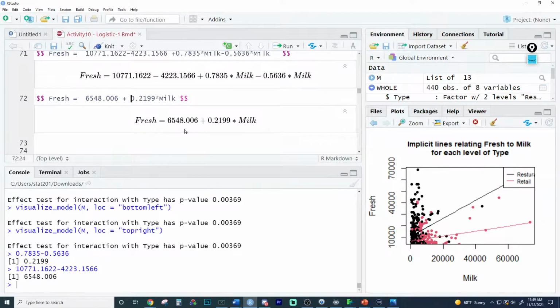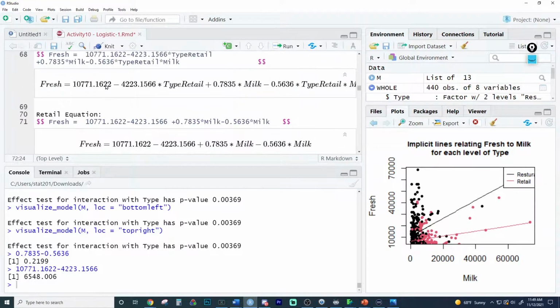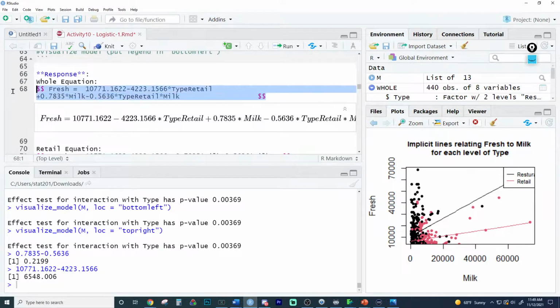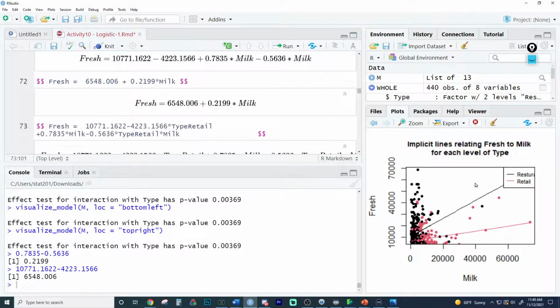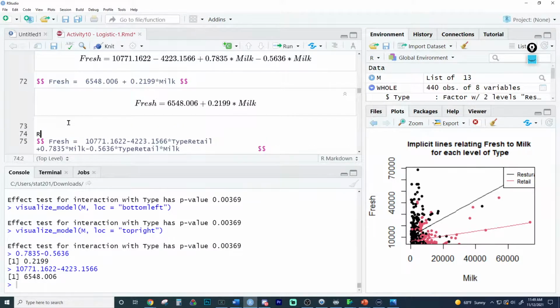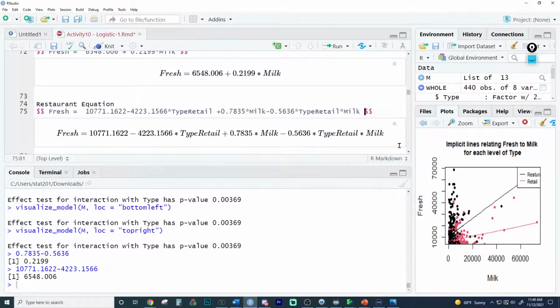Hard to see the slope, but the slope is positive. The easier equation to write is going to be the restaurant equation, because for the restaurant equation, the easiest thing to do right here is just to plug in zeros for where we see the indicators.